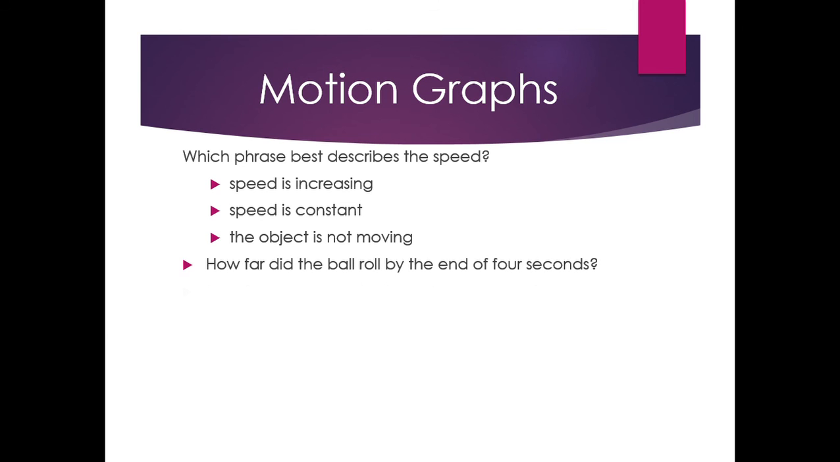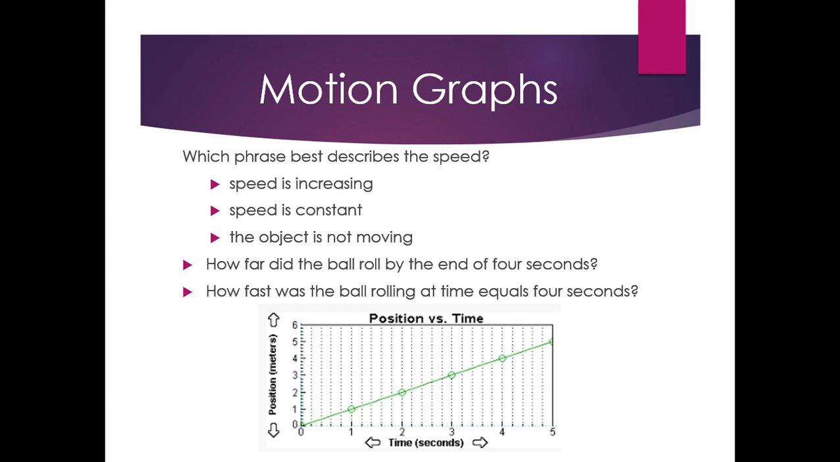We're going to have a couple of questions for the graph that we have right here. Just like you can notice, it is a graph that takes into consideration time and position in meters. In the x-axis we have the time, and in the y-axis we have the position. So the first question is, which phrase best describes the speed? Speed is increasing, speed is constant, or the object is not moving. Okay, so let's go to our graphic.